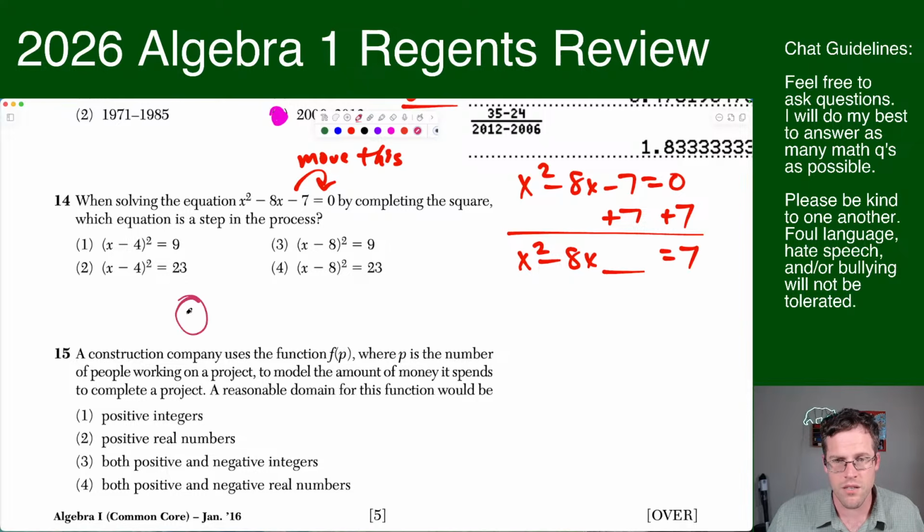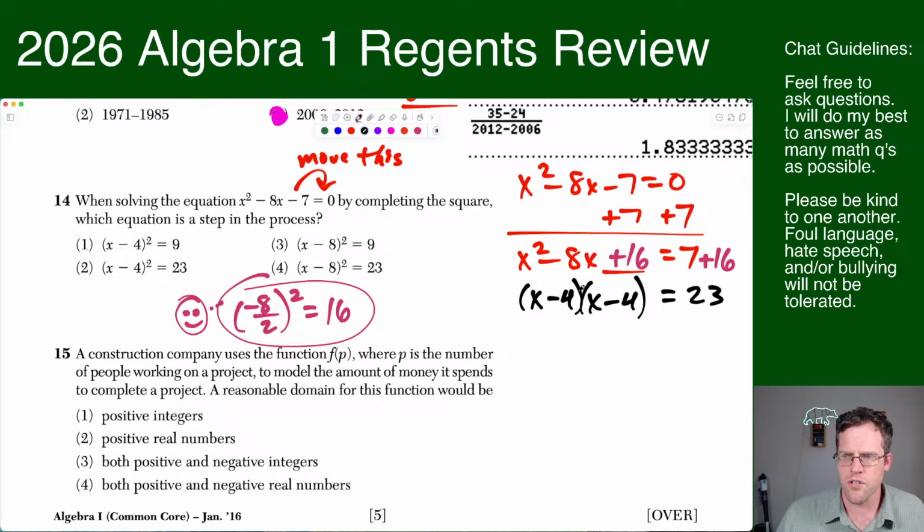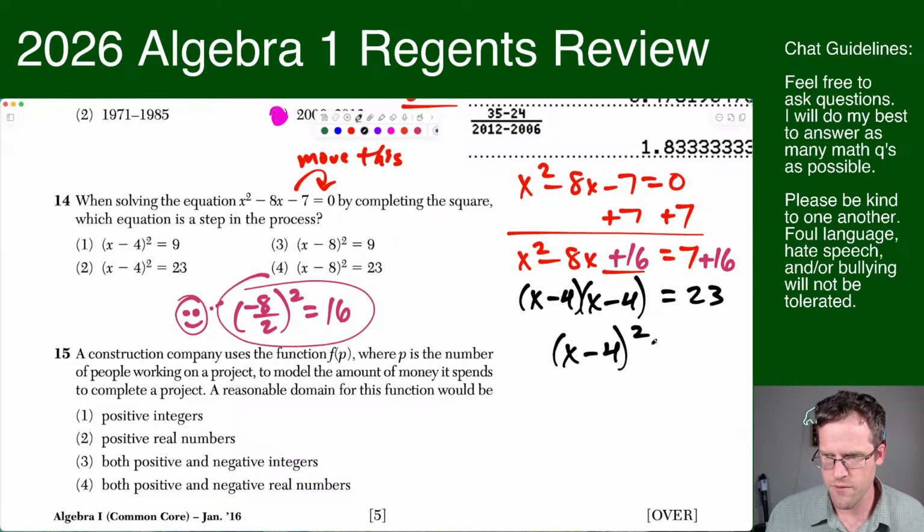And now I complete the square. So I have the b value is -8. I divide by 2 and I square it. Okay. And then that makes -4 squared is 16. So I go plus 16 on both sides. And then from here, this left side factors nicely. X minus 4 times x minus 4 equals, these make 23. I know these are good because -4 plus -4 is -8, and -4 times -4 is positive 16. And this makes x minus 4 squared equals 23. So choice 2.